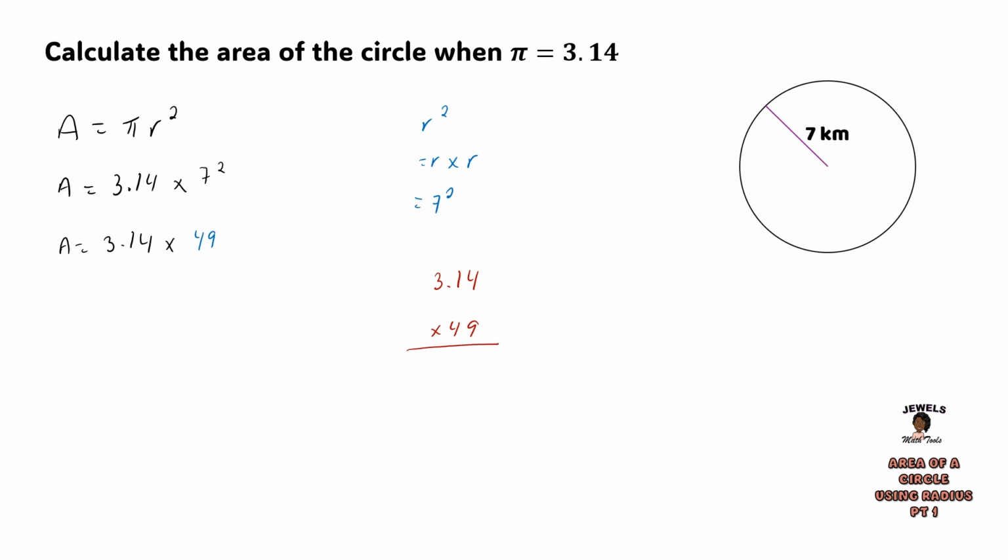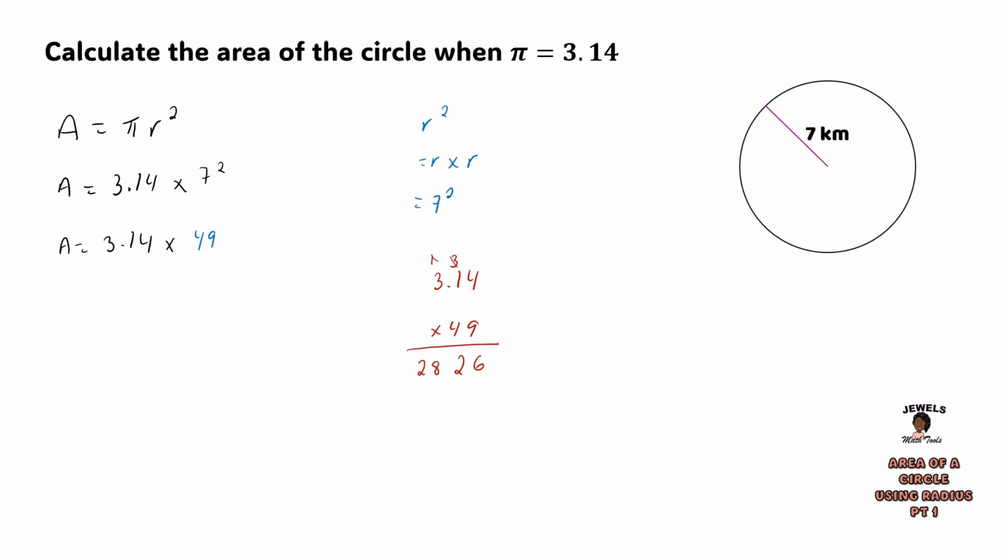And let's begin multiplying with our 9. 9 times 4 will give us 36. We'll put our 6, carry the 3. 9 times 1 is 9, plus 3 will give us 12. We'll put our 2 and carry the 1. 9 times 3 is equal to 27, and 27 plus 1 is equal to 28.